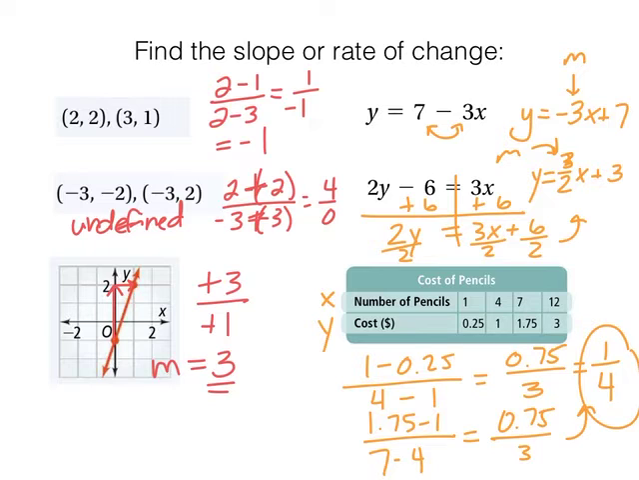So we can think about this one in a couple different ways. We can say that it's 1/4, but what would make better sense here would be to say it with money, 25 cents per pencil, because a rate of change should have the word per in it. Moving on.